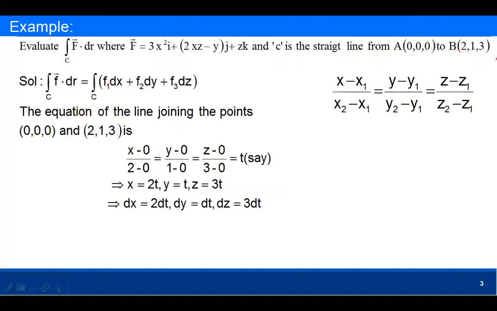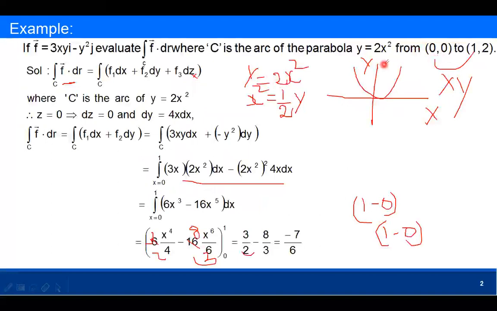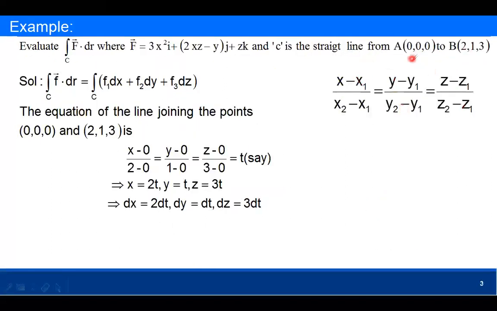In the previous problem, they mentioned a relation between y and x square, meaning C was an arc of a parabola. But in this case, the given C is the straight line joining the points A (0, 0, 0) and B (2, 1, 3).